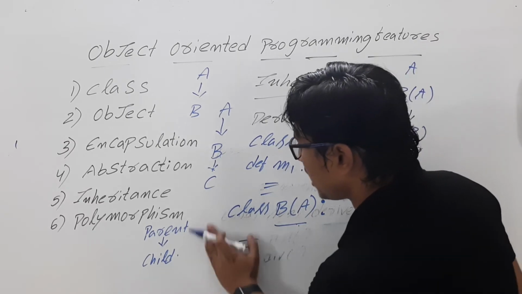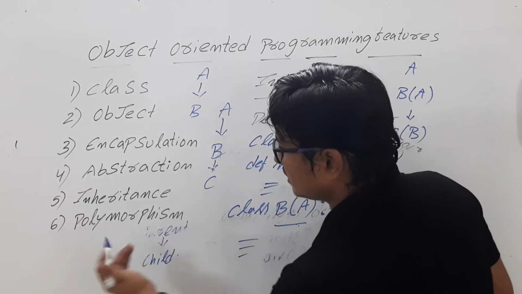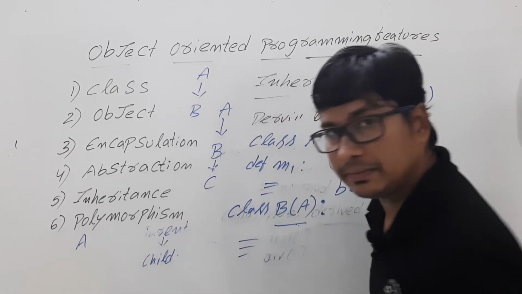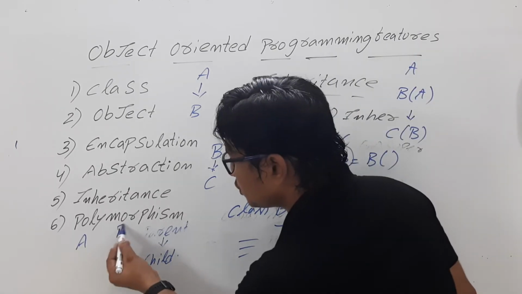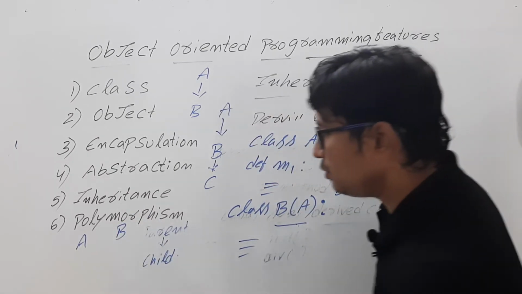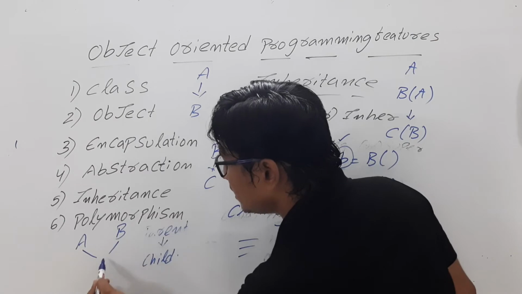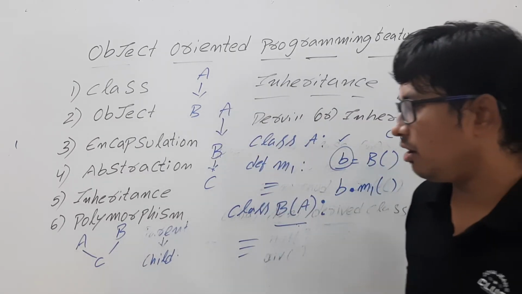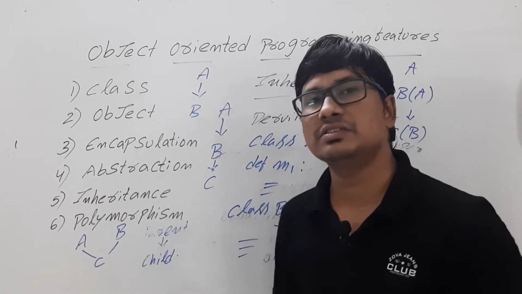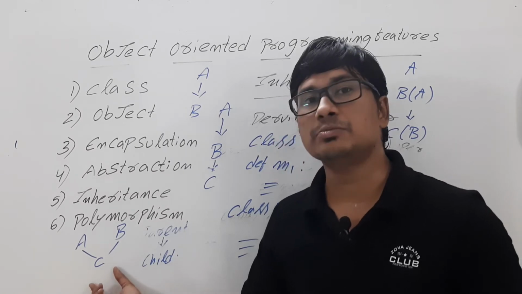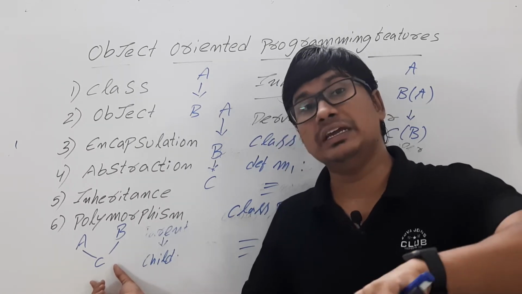Let's take that you have a mother, let me write it as A, and B is the two classes. Now you are inheriting the properties of A and B to the C. Then this one we will call as multiple inheritance.